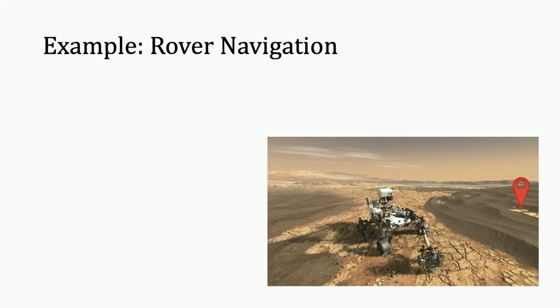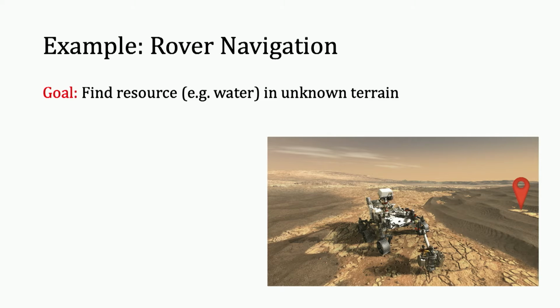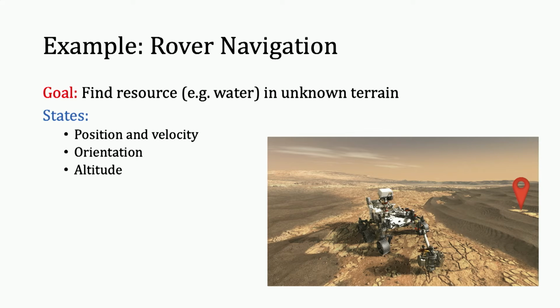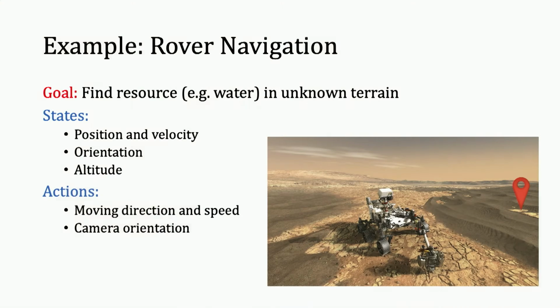Let me start with an example. This is not something we implemented or ran. This is on Mars: a rover trying to explore the terrain, and the goal is, let's say, to find some resource, water or something. Just to orient ourselves, the states would include the position and velocity, maybe the orientation of the rover, the altitude, and so forth. The actions would be moving in different directions.